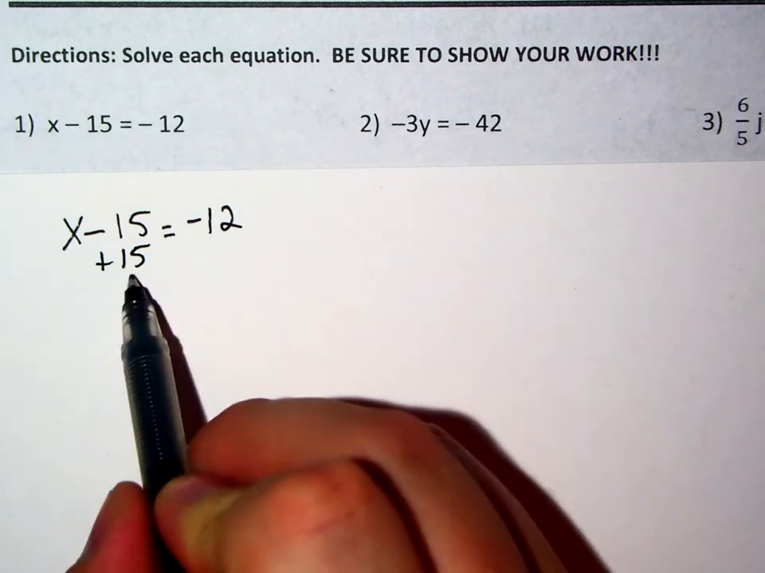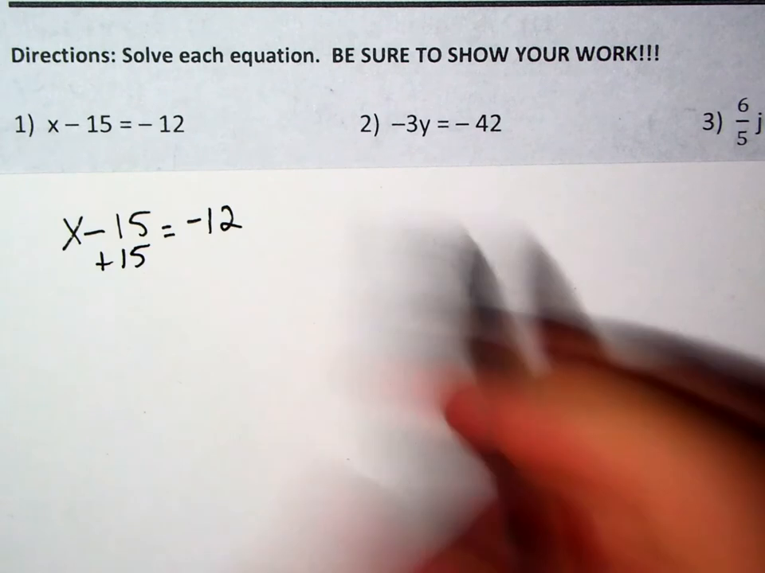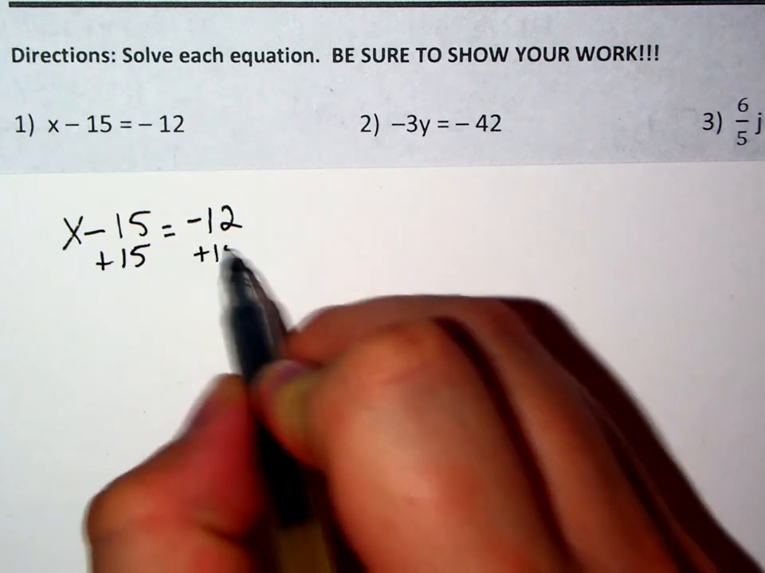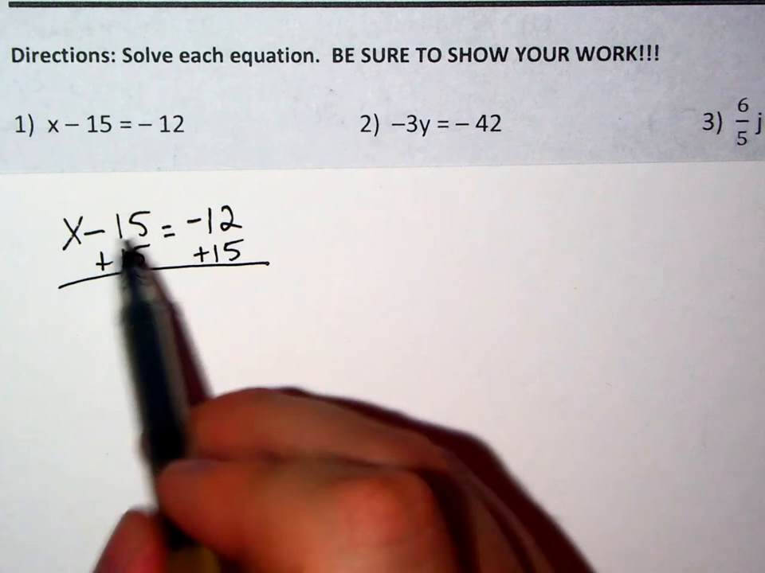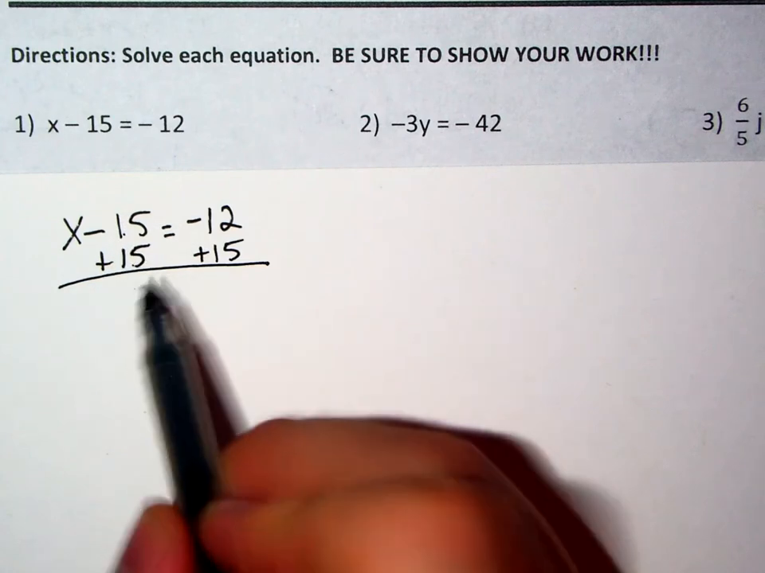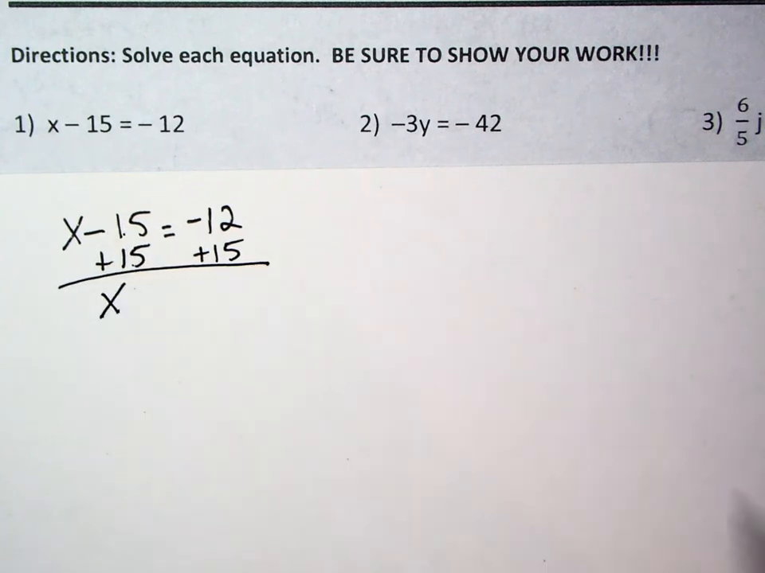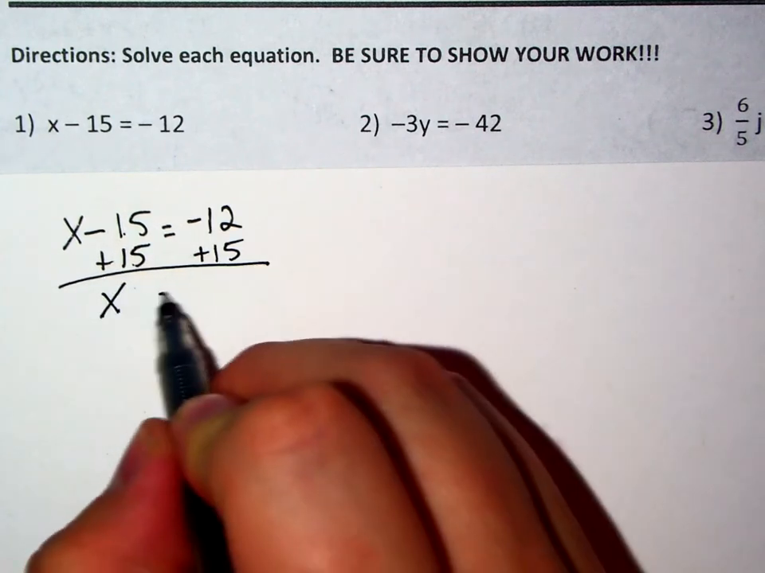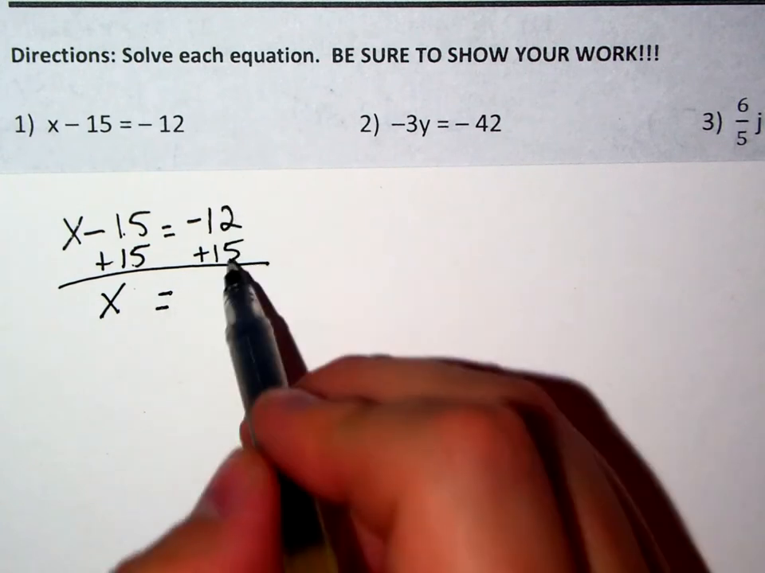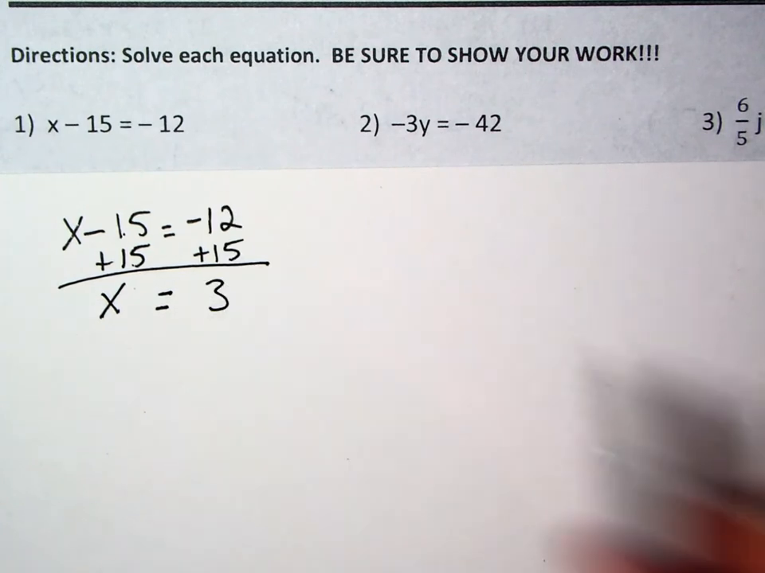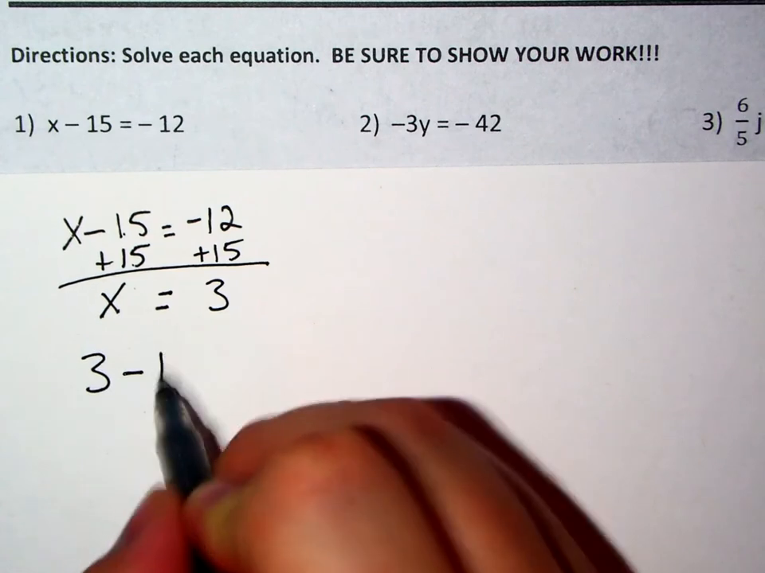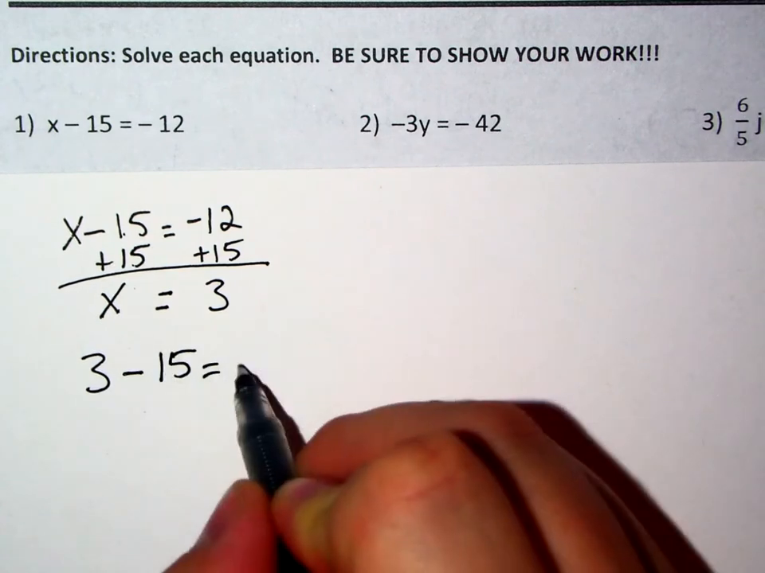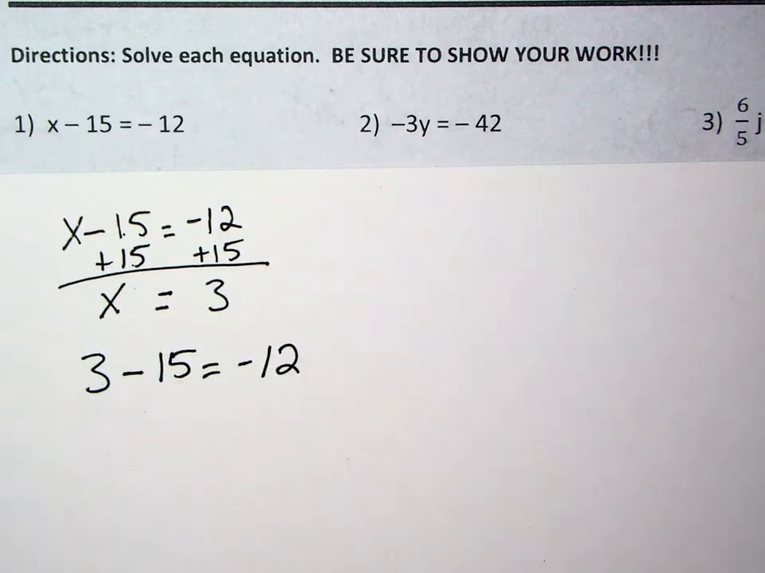Anything we do to one side of the equation, we have to do to the opposite side of the equation. So I'm going to add 15 to that side of the equation as well. Well, negative 15 plus 15 is 0, so that leaves x on this side all by itself equals negative 12 plus 15 is 3. So again, we see that 3 minus 15 does in fact equal negative 12.